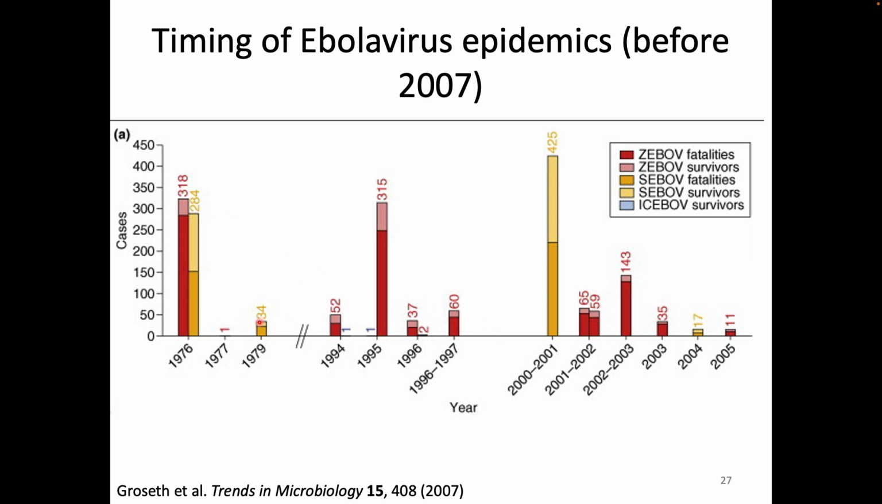What you can see in these data is that the biggest ever Ebola outbreak was 425 people. There were a couple of 300s as well. And you can see that in every outbreak, the majority of people who had Ebola died of their infection. A relatively small proportion lived.